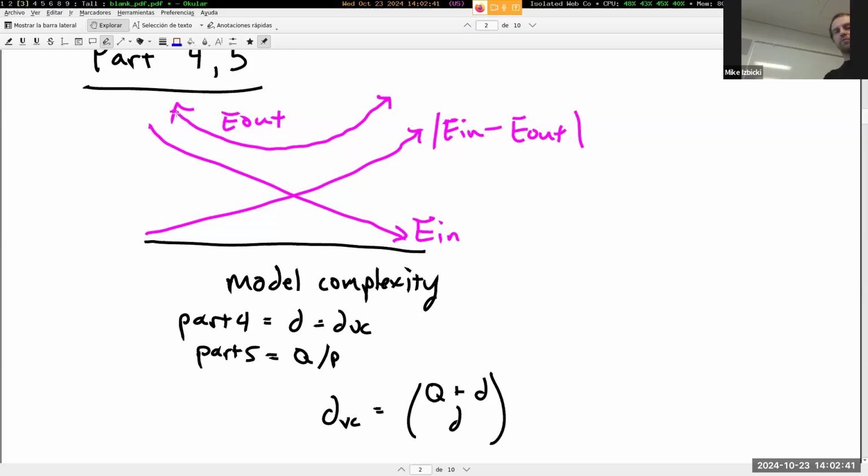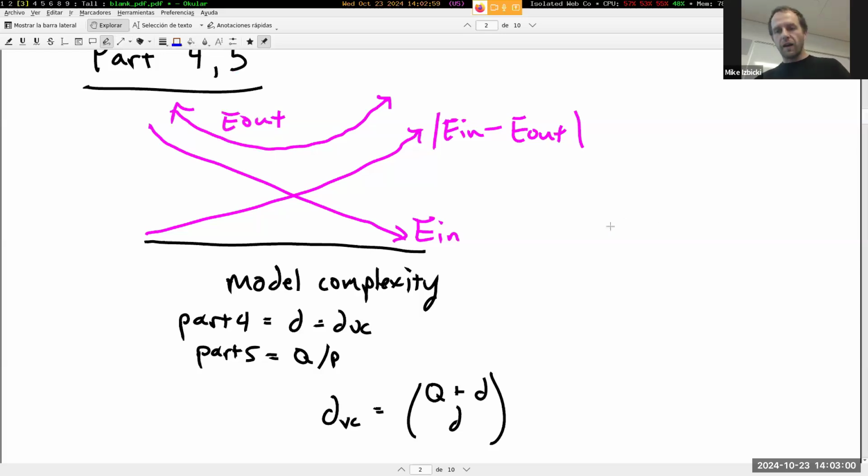And if your polynomial is too small, you'll get bad results because your in-sample error will be too large. And if your polynomial is too large, you'll get bad results because even though your in-sample error is small, your generalization error will be too large.